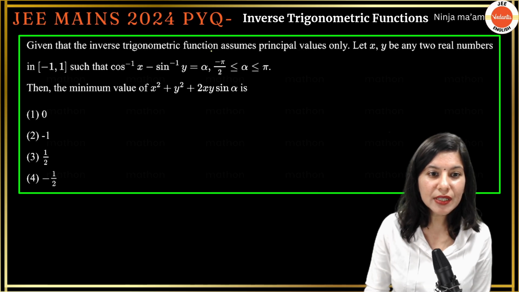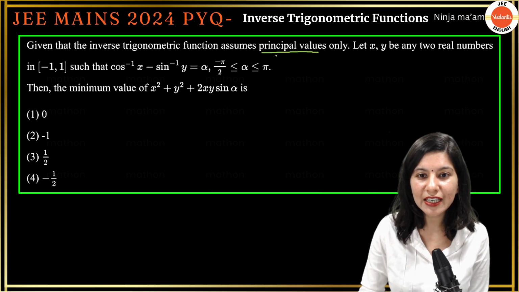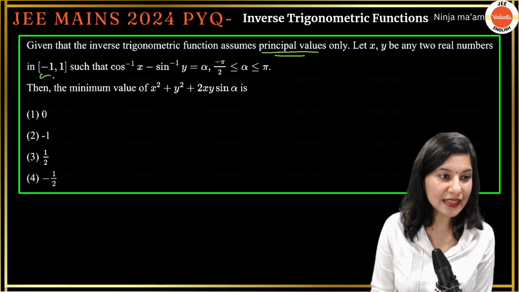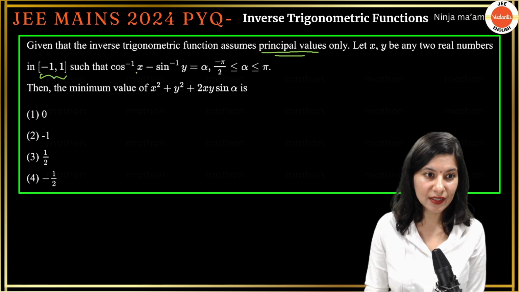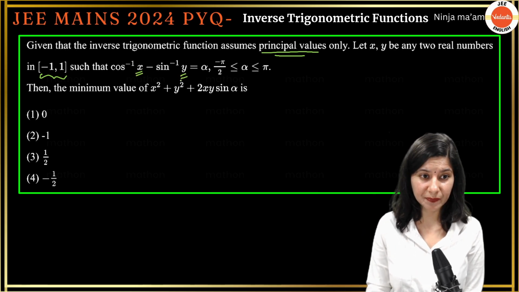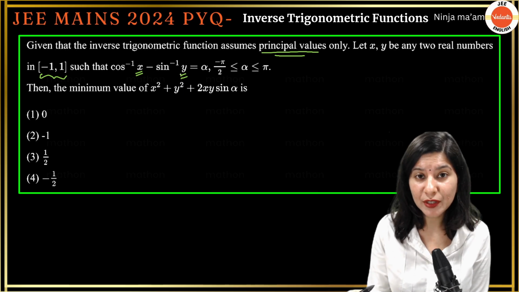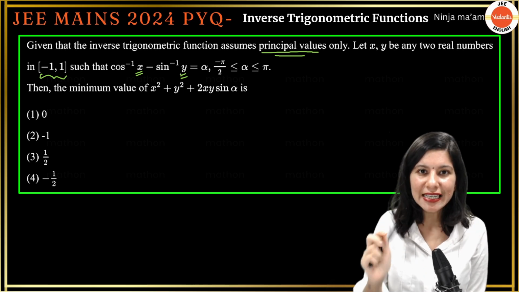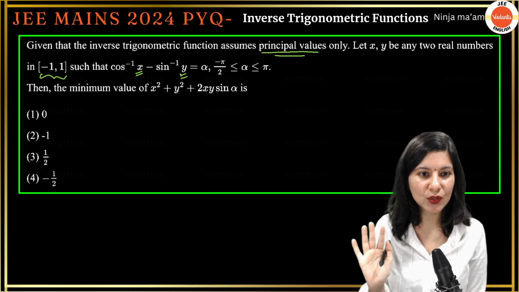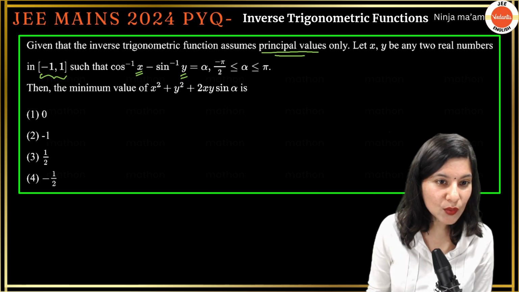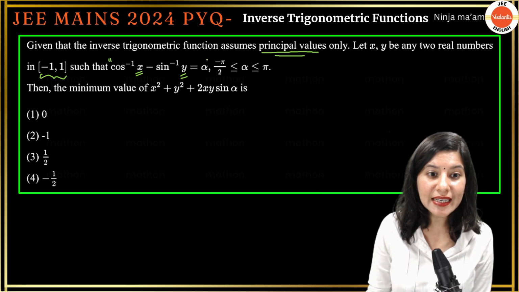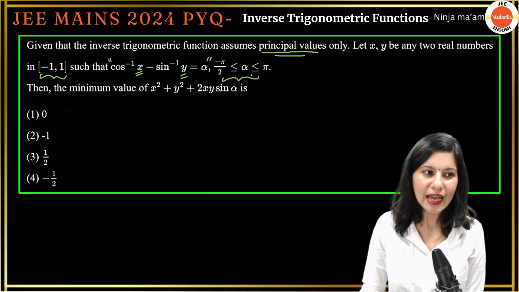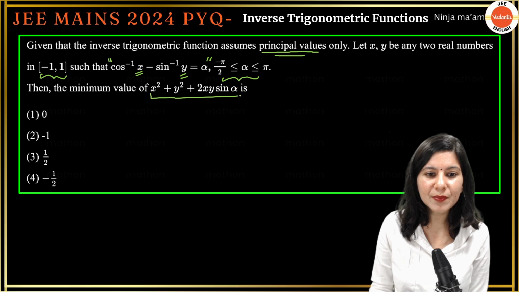So it is given that inverse trigonometric functions assume principal values only. Okay. And x and y are 2 real numbers in -1 to 1. So they have defined x and y. Here you can clearly see x and y are both inside the argument of cos inverse. And we know that the domain of cos inverse x is -1 to 1. So they are just saying that x and y both belong to -1 to 1. Okay, fine. Now there is one equation given which is cos inverse x minus sine inverse y equals alpha, where they are giving the range of alpha as well. And now they are talking about the minimum value of this particular expression.